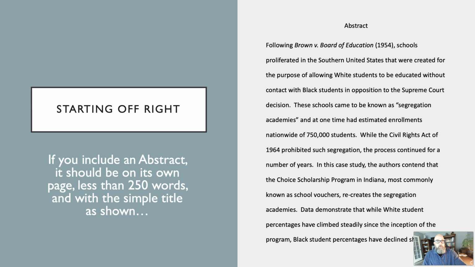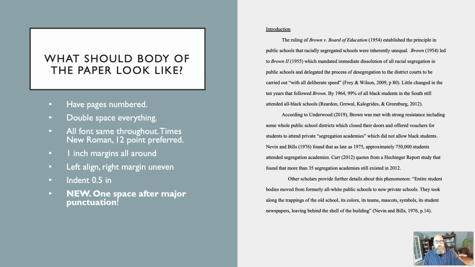What should the paper look like? When you're talking about the body of the paper, you're going to have your pages numbered. Now, if you notice on this particular example, pages are numbered at the bottom. You can either put them at the top as a part of the running head or at the bottom, and that's entirely up to you. Everything in your paper is double spaced.